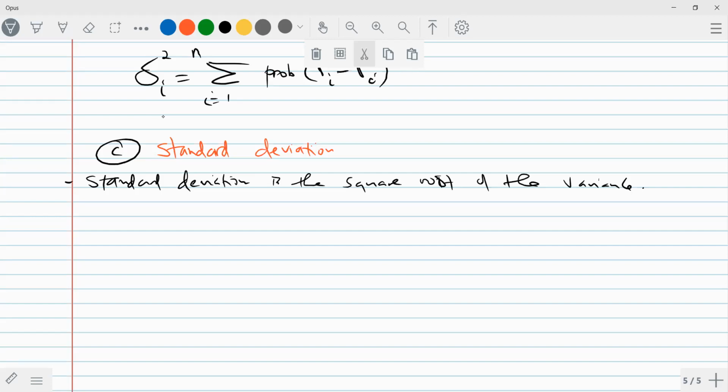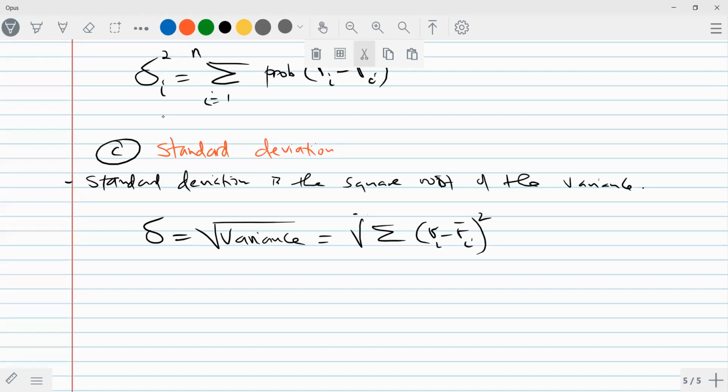What do you mean, therefore, in case the standard deviation, we are going to derive it from the variance. So the standard deviation will be equal to the square root of the variance. It will be equal to the square root of the sum of deviation squared, the square root of the deviation squared.